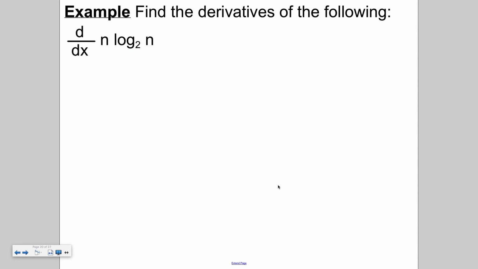Alright, moving on, our next example is going to be the derivative of n times log base 2 of n. Got confused by those n's there. Hopefully by now you'll notice that we have n times log base 2 of n, which means we're going to need to use the product rule.